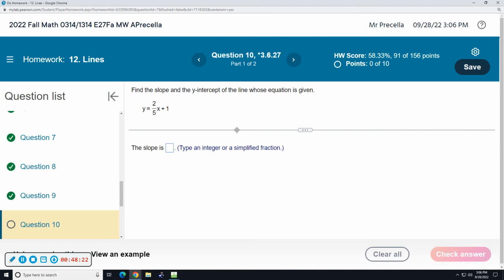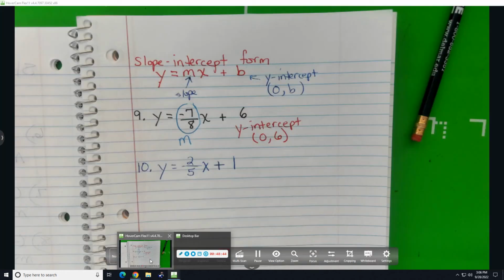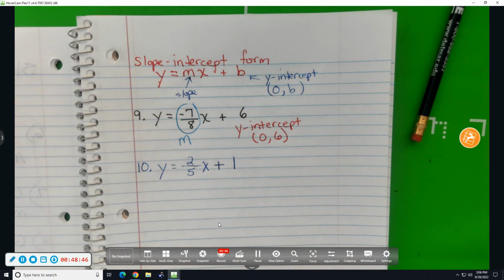Number 10, y equals 2/5 x plus 1. This is one of those problems where sometimes students tell me, oh, I can do this without writing anything. Mr. Precella wrote all this stuff down, and I can do it just by looking at it. Well, your goal and my goal are different.